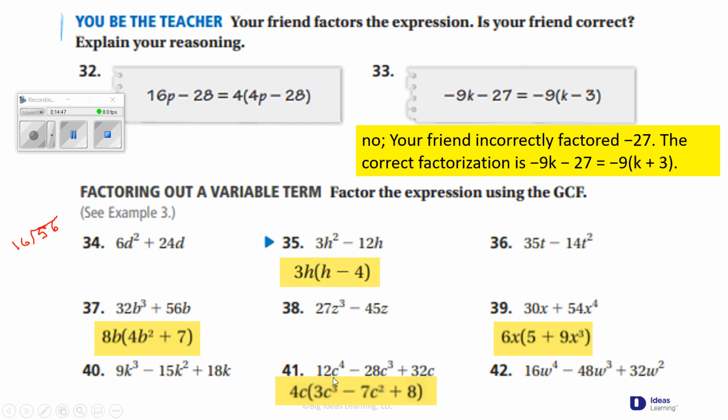Then I've got 4 times negative 7, because negative 28 divided by 4 will give me negative 7. And then c times c to the second power would equal c to the third power. Lastly, 4 can get factored out of 32 8 times, because 32 divided by 4 is 8. And then no c's here because we would have to use this c. 42 is for you to do. That means all of mine are done. Good luck, and I will see you in class for grading.